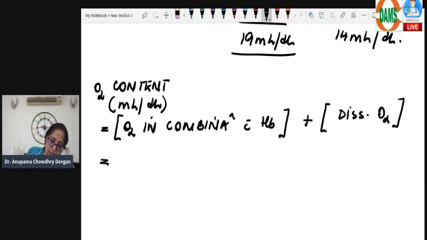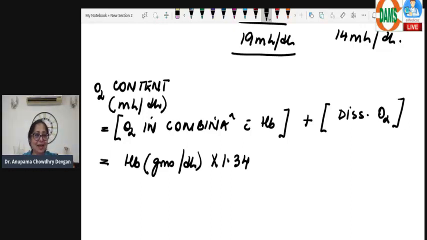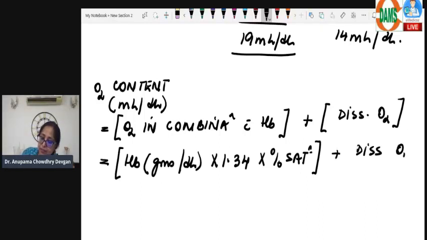Now oxygen in combination with hemoglobin, how do I calculate this? This is hemoglobin in grams per deciliter into 1.34. Why 1.34? Because 1 gram of hemoglobin can transport 1.34 ml of oxygen, right? Into the percentage saturation, this will become important. Percentage saturation is also important. Have you understood? Plus the dissolved oxygen. So hemoglobin in grams per deciliter into 1.34 into percentage saturation. Okay?